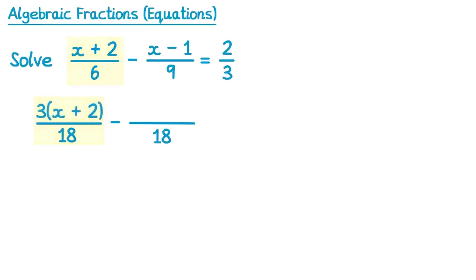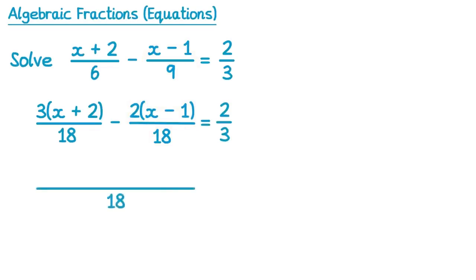So 3 lots of x plus 2. For the second fraction, to get from 9 to 18, we multiply by 2. So we need 2 lots of the top, so 2 lots of x minus 1. And keep that right hand side the same, equals 2/3. Now we have that common denominator, we can combine them into one big fraction all over 18. So we have 3 lots of x plus 2, then in between them a subtraction sign, and then 2 lots of x minus 1. And keep that right hand side the same, that's 2/3.